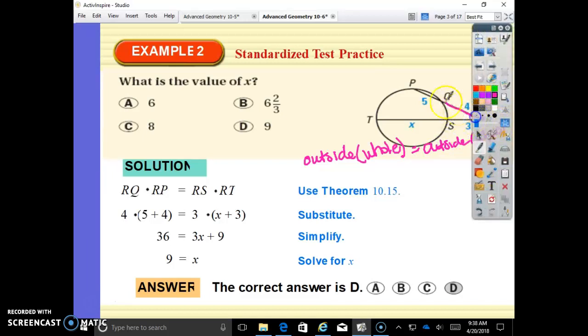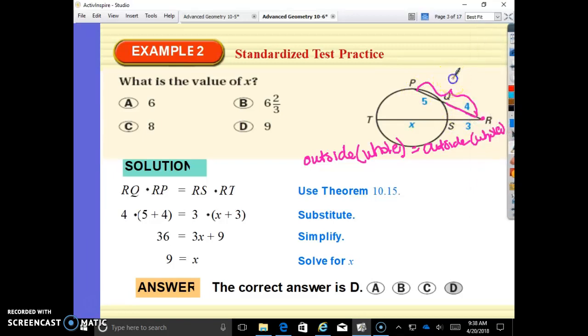So this would be 4 times the whole length of, what's the whole length? 5 plus 4 is 9. And then this would be 3, and the whole length would be what? x plus 3. So we would have 4 outside times the whole of 9 equals outside times the whole. Distribute. 3x plus 9 equals 36. Subtract 9 from both sides. What is 36 minus 9? 27. 3x is 27. Divide by 3. x is 9.